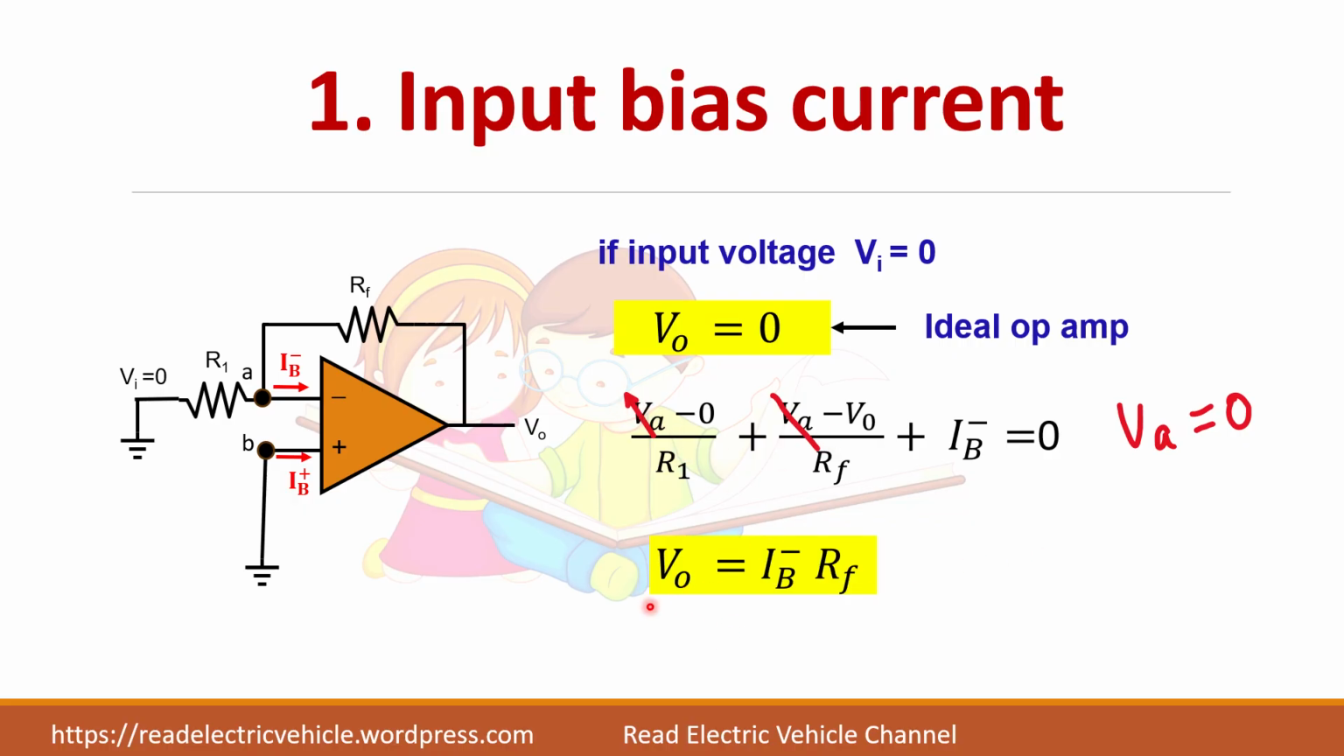You will get the equation as V0 is equal to IB minus into RF. That is, IB minus is the current entering the negative terminal into feedback resistance RF. So this is the output voltage you get even when the input is 0.